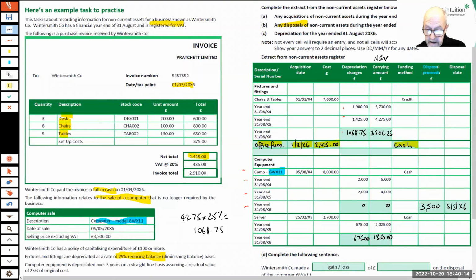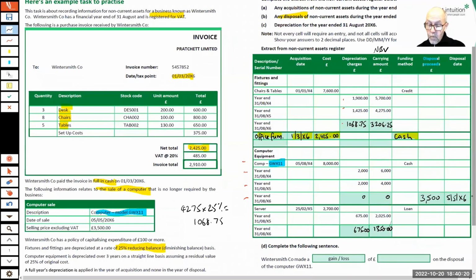And then the last bit, tiny bit short of room on the page. Wintersmith Company made a gain or loss of, well, we've already sort of worked this out using our common sense. Here is what it was worth. Here is what we got for it. We got less for it than it's worth, and the difference between the two, which we worked out in rough already, is 500.